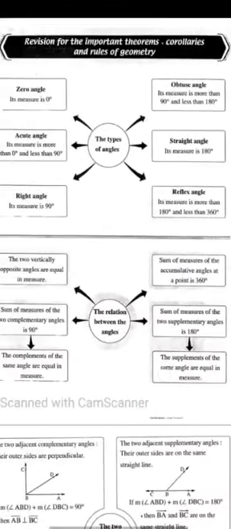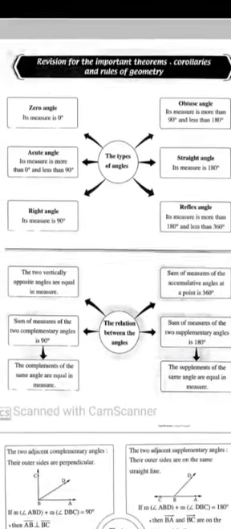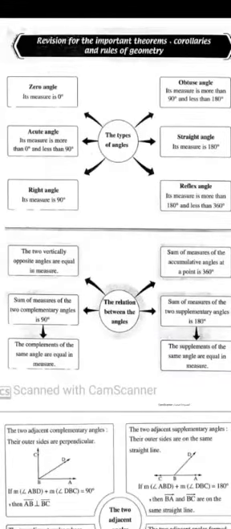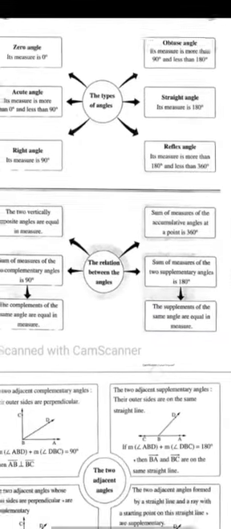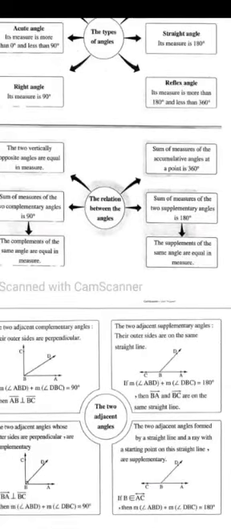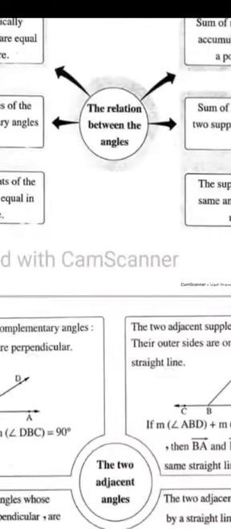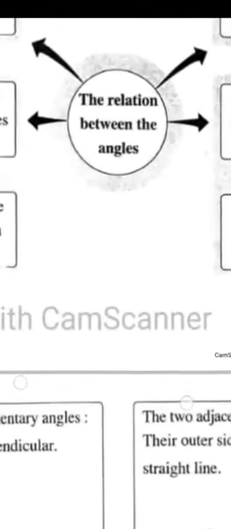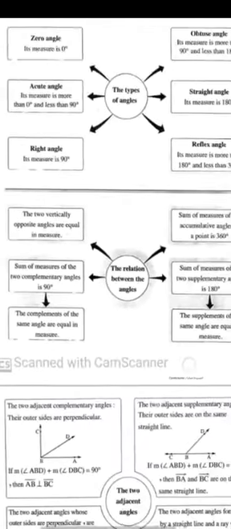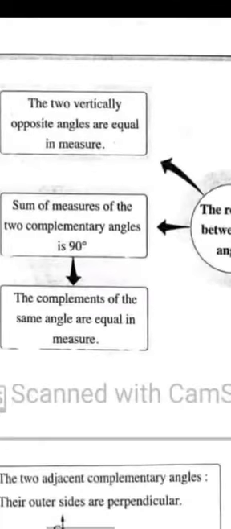Okay, we've talked about the types of angles. Now, if we have two angles or more, we have relations between the angles. Now we're talking about the relations between the angles. Firstly, the two vertically opposite angles.